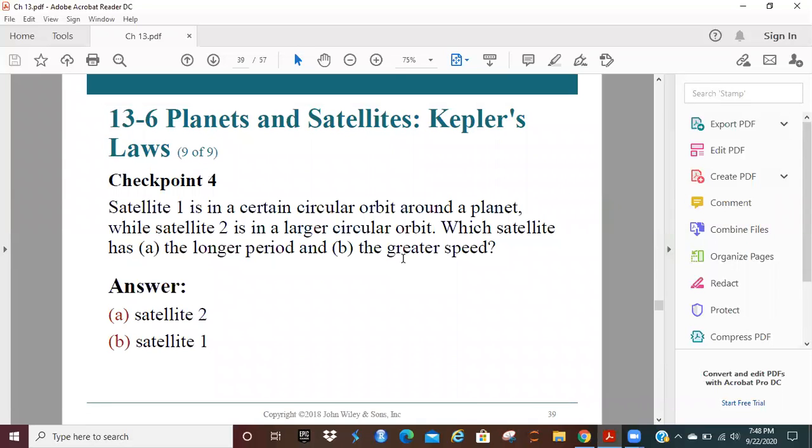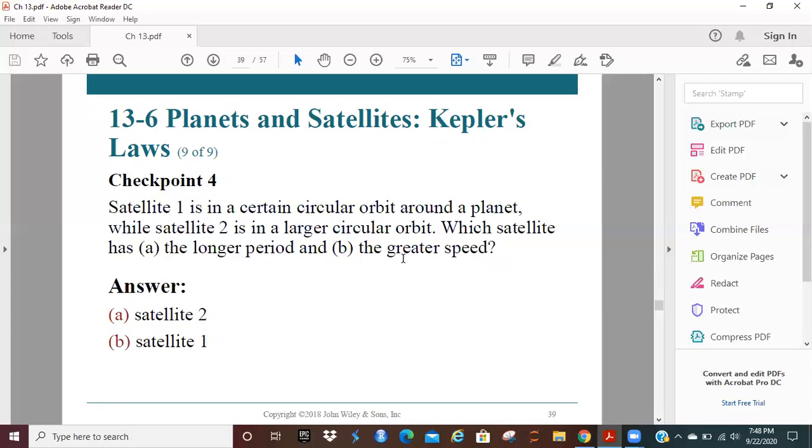So satellite 1 is in a certain circular orbit around a planet, while satellite 2 is in a larger circular orbit. Which satellite has the longer period? How long is it going to take to go around? Satellite 2 is going to have the longer period. The greater speed is going to be satellite 1 because it whips around a little bit more quickly.